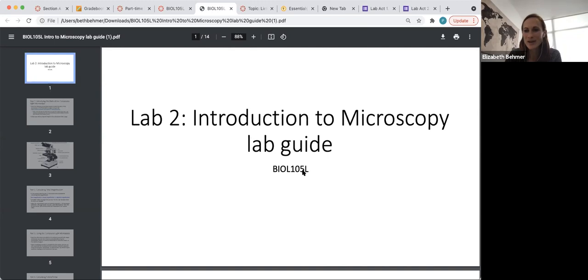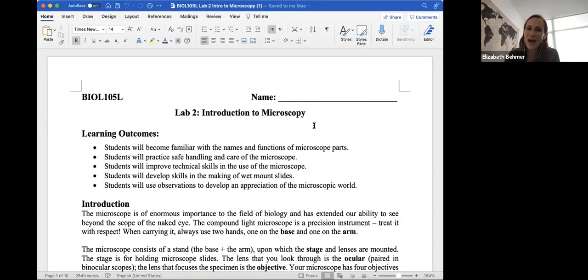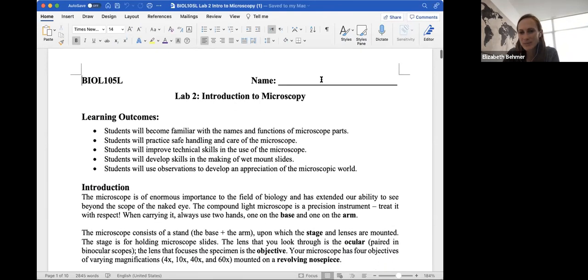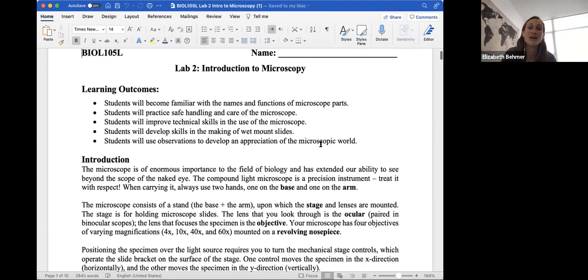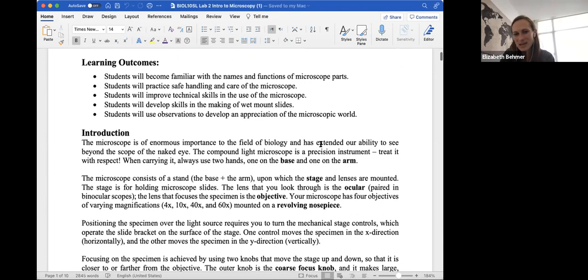All right, I'm going to go back and forth between your worksheet and the lab guide. So you're looking at the worksheet right now. The learning objectives: you should become familiar with the names and functions of the different microscope parts, know how to safely handle them and care for them, and know how to improve your technical skills. So we'll go over a lot of these the best we can in a virtual setting.